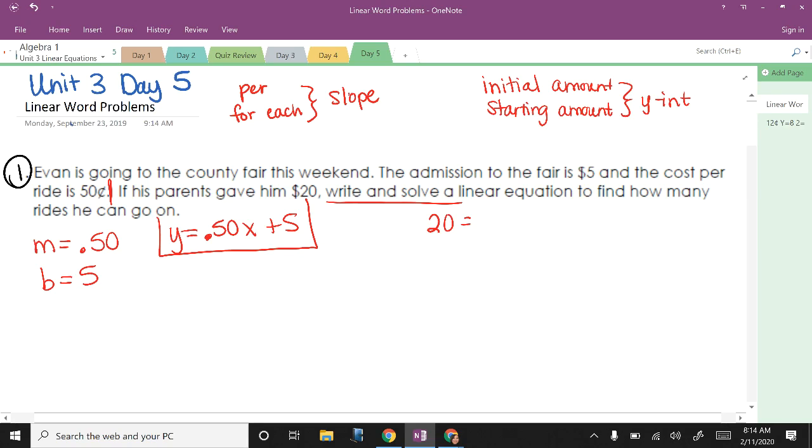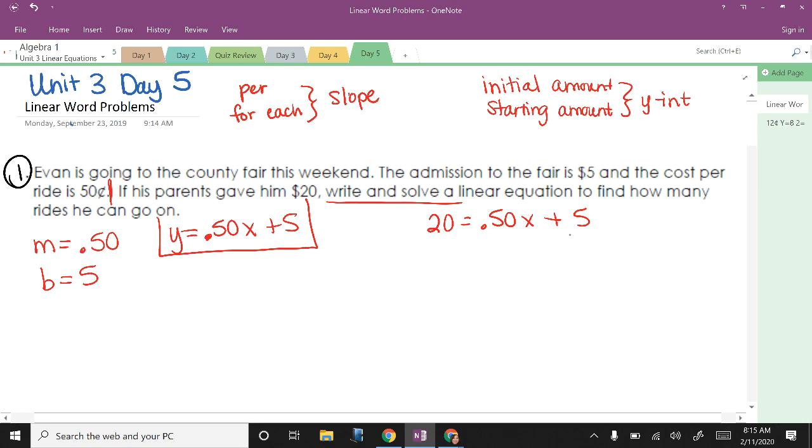So 20 equals 0.50x plus 5. Do y'all see that? x is how many rides, because the cost per ride is 50 cents per ride. So per really means multiply. So it's multiplying 50 cents by the number of rides. $5 is how much it costs to get in. 20 is the total amount his parents gave him. Y'all with me? How do I solve that for x?